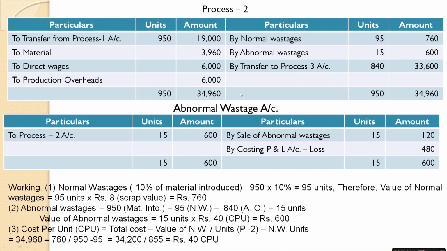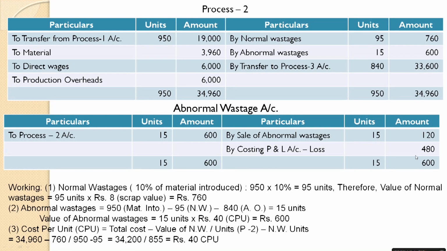Now, make a total of both the sides and find out the shortfall of any particular side, which we identified on the credit side. The shortfall is rupees 480. So, 480 rupees is the shortfall on the credit side, it means the debit is higher than the credit, and the difference of this account shows a loss, and this loss would be recorded here as by costing P&L account 480 rupees.